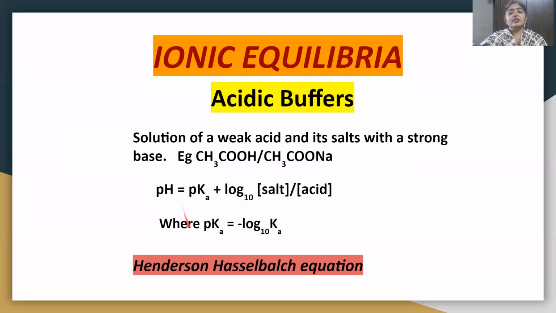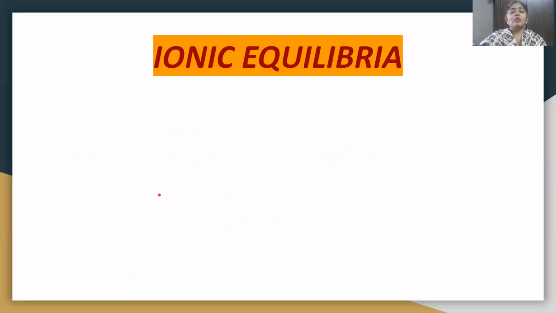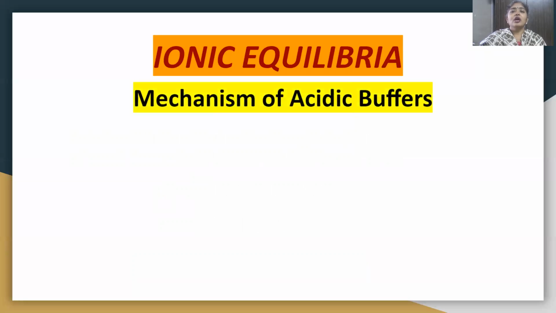So this Henderson-Hasselbalch equation explains why even on dilution the pH of the buffer remains the same. The reason is that on dilution the ratio of the concentration of salt to acid remains the same, and hence the value of pH remains unaffected or unchanged. Okay. Now let us understand what happens on addition of a small amount of acid or base into the buffer solution. So let us understand the mechanism of these acidic buffers.